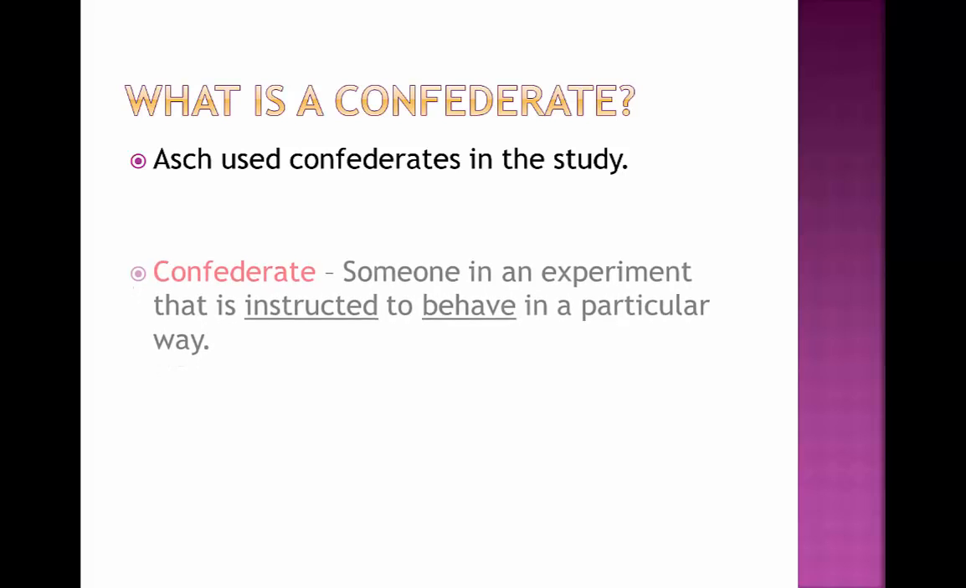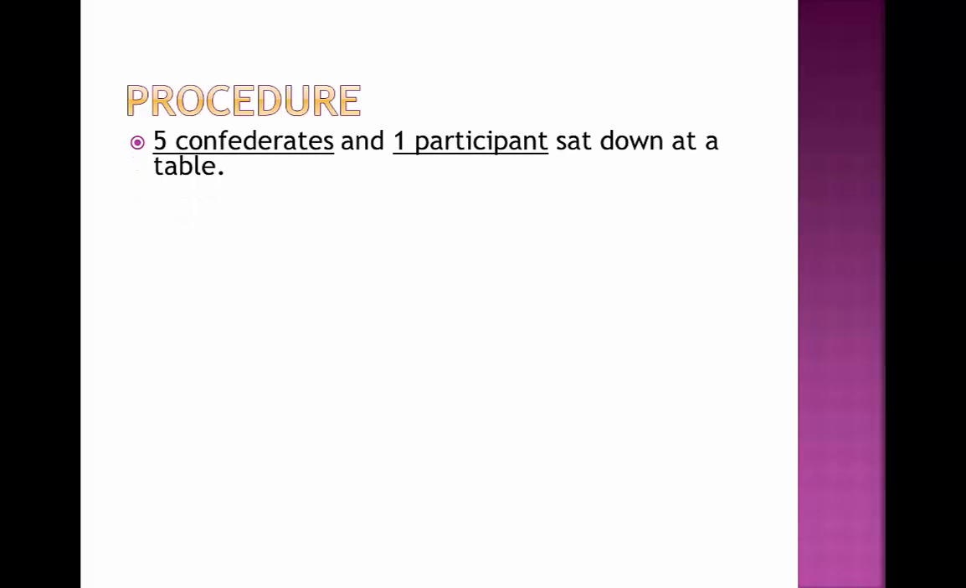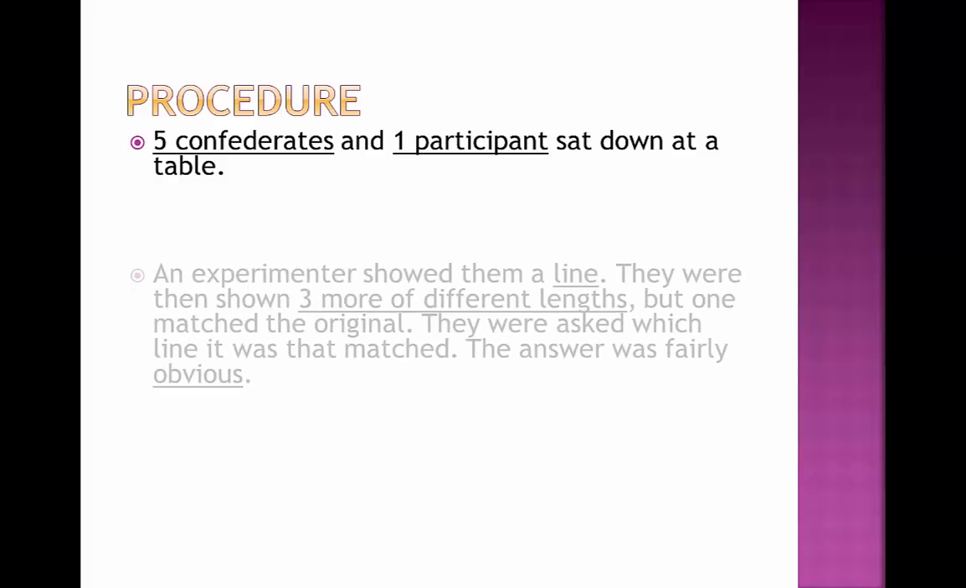So we're going to look at the experiment, which involved the use of confederates. But what is a confederate? Asch used confederates in his study, and a confederate is someone in an experiment who is instructed to behave in a particular way, so kind of like an actor. So now we're going to have a look at the procedure and see how he actually integrated confederates into the experiment. Five confederates, so five actors effectively, and one participant were sat down at a table.